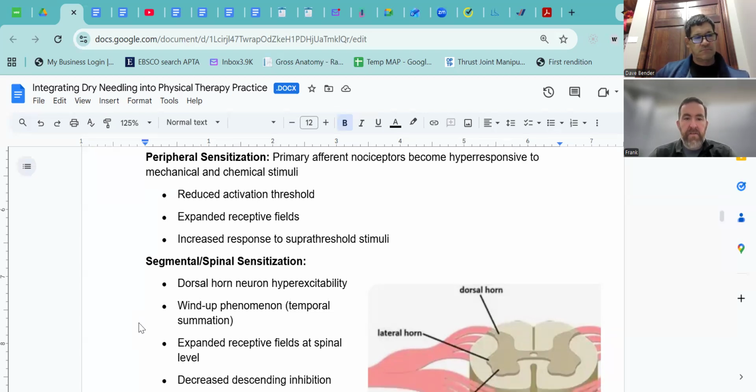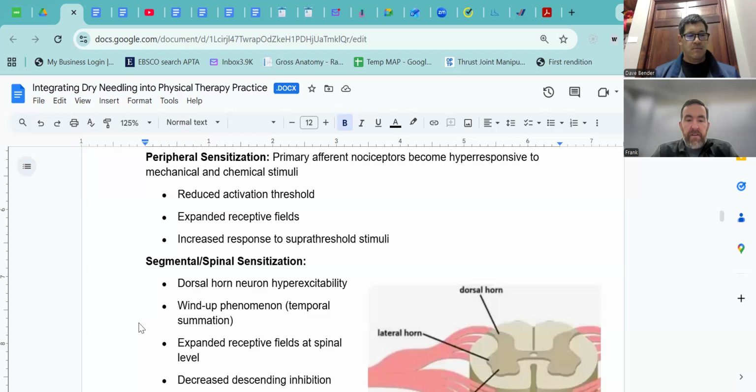So you think about this peripheral sensitization cascade. Your primary afferent nociceptors become super responsive to mechanical and chemical stimuli. So again, this is separate from central sensitization. This is at the nociceptor level. You have reduced activation threshold, so it takes much less stimulation to fire off. You have expanded receptive fields, so not the dorsal horn excitability. You kind of have a larger area around that point of pain that is sensitive.